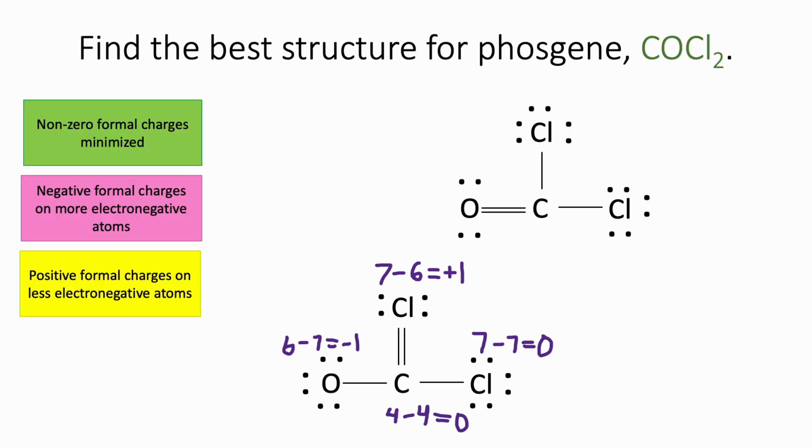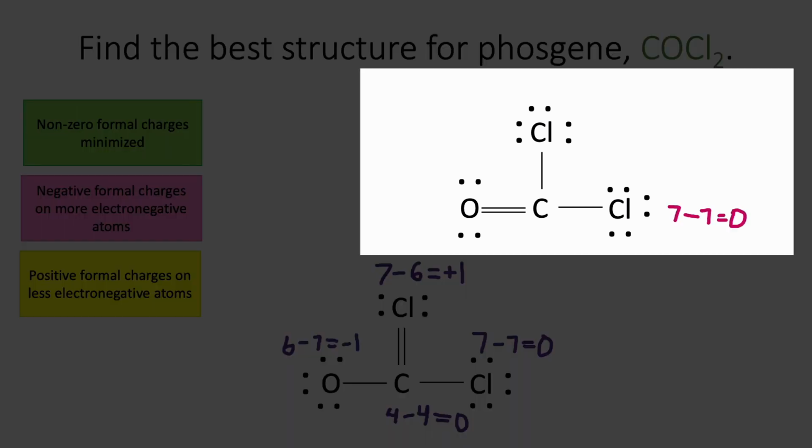Now let's look at the double bonded oxygen. This chlorine is the same as it was in the previous molecule. That hasn't changed, so that's still going to be 0. Our carbon is exactly the same, so that is also 0. Our oxygen wants 6, has 4 unshared and 2 shared electrons, so that's 0. And then our chlorine wants 7, has 6 unshared and 1 shared electron, so that's also 0.